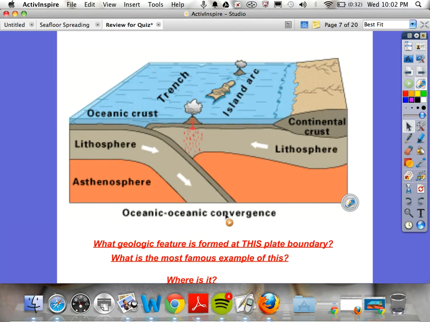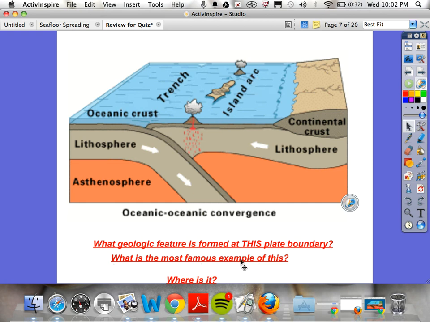The next type of boundary is, we can see here, oceanic, and over here is also oceanic. They're moving towards each other, and we can see something's forming in the middle of the ocean. And it is a volcanic mountain, but we know that the special case of a volcanic mountain that forms in the middle of the ocean is called an island. So, the geologic feature formed at this plate boundary is a volcanic island arc.